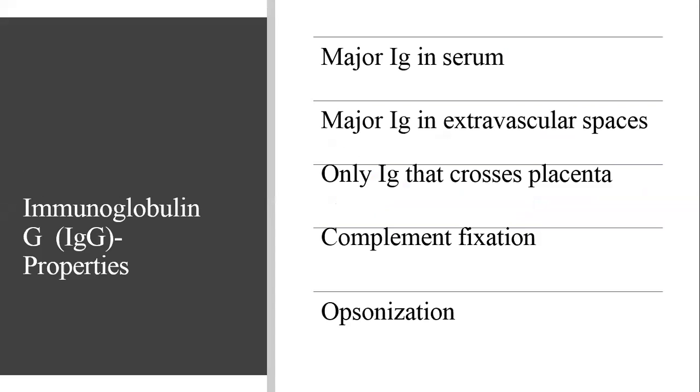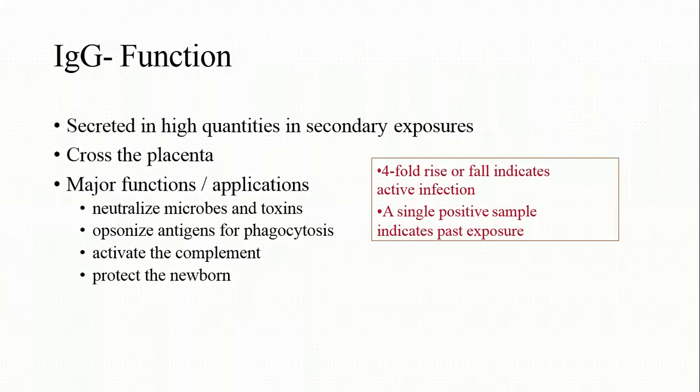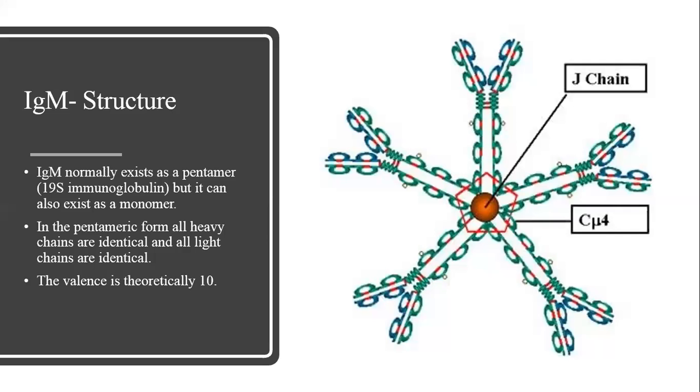IgG is the major immunoglobulin in serum, and it is also the major immunoglobulin in extravascular spaces. Only this immunoglobulin has the ability to cross the placenta, and it can fix complement and carry out opsonization. IgG is secreted in high quantity in secondary exposure, and because it can cross the placenta, it provides fetal and newborn immunity.